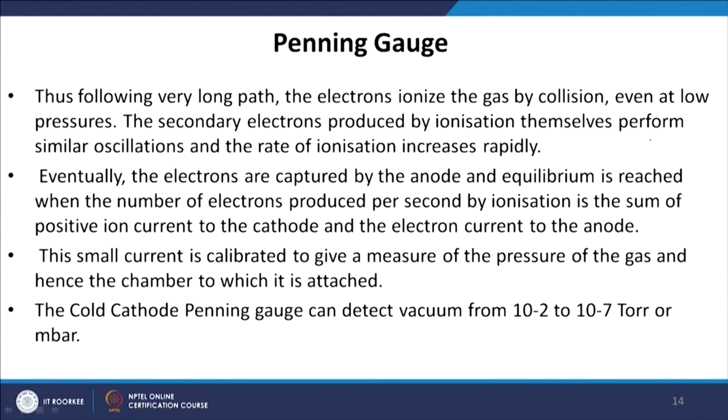This small current is calibrated to give a measure of the pressure of the gas, and hence of the chamber to which it is attached. The cold cathode Penning gauge can detect vacuum from 10 to the power minus 2 to 10 to the power minus 7 torr or millibar. So, basically if you want to measure 10 to the power minus 2 to 10 to the power minus 7 millibar, which is a high vacuum, you can use a Penning gauge. Here the ionization current is a measure of the vacuum.